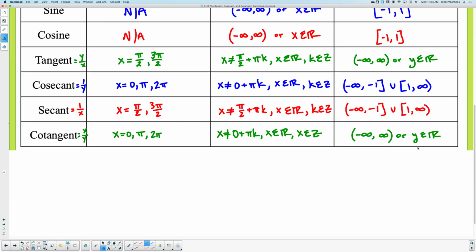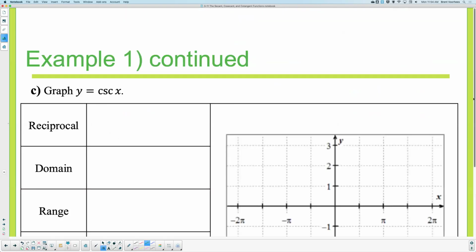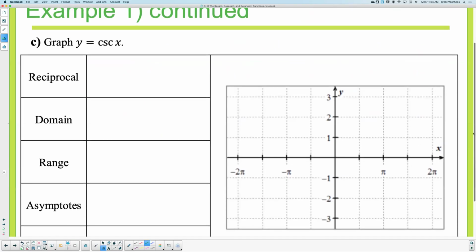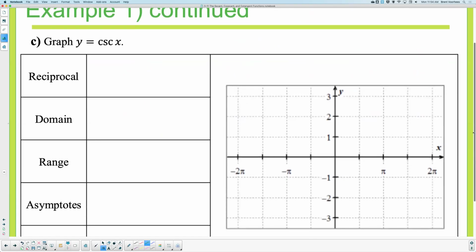All right, so there's a chart that's going to help us out like a cheat sheet when you do homework or anything else just to look at. Now, let's show you how the graphs are going to work. On the next slide, right here, it says graph y equals cosecant.